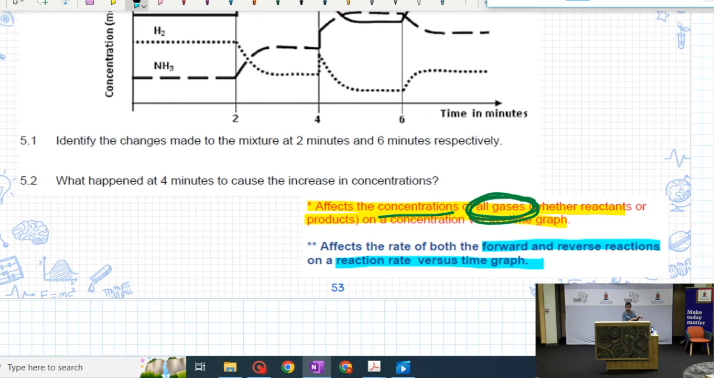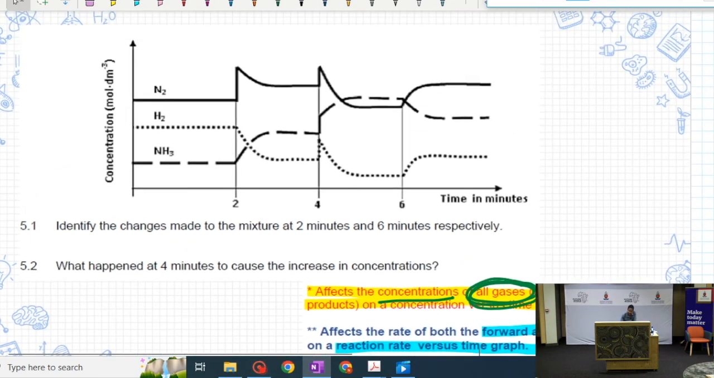Grade 10 work. Okay, you guys learned about the kinetic molecular theory. If we increase the temperature, particles start to move more. In grade 12, you learned about collision theory. If they are moving more, they're colliding more. They have more energy, possibly energy bigger than or equal to the activation energy, so they can collide effectively per unit time. All right, so in this graph, the first question says, identify the changes made to the mixture at 2 minutes and 6 minutes respectively.